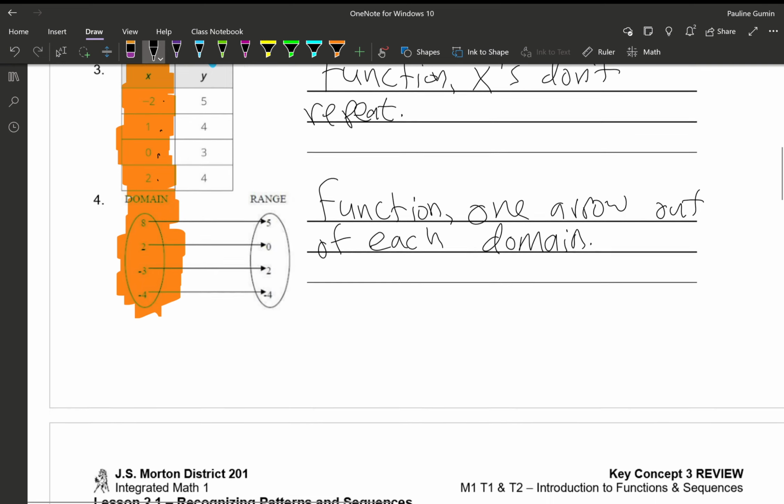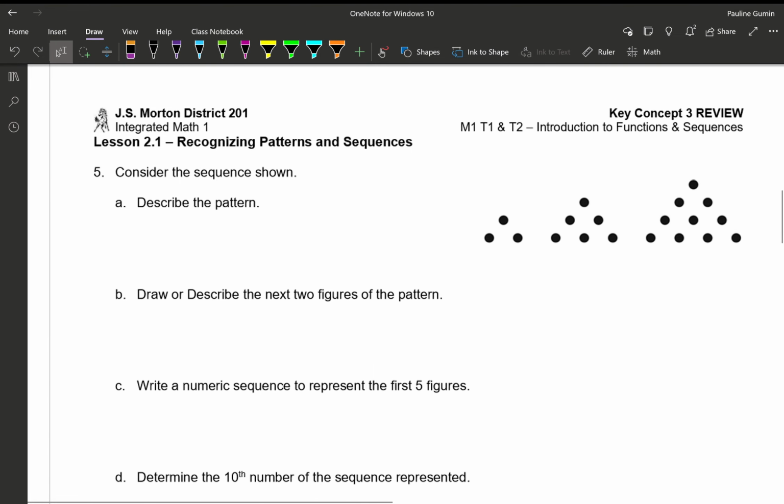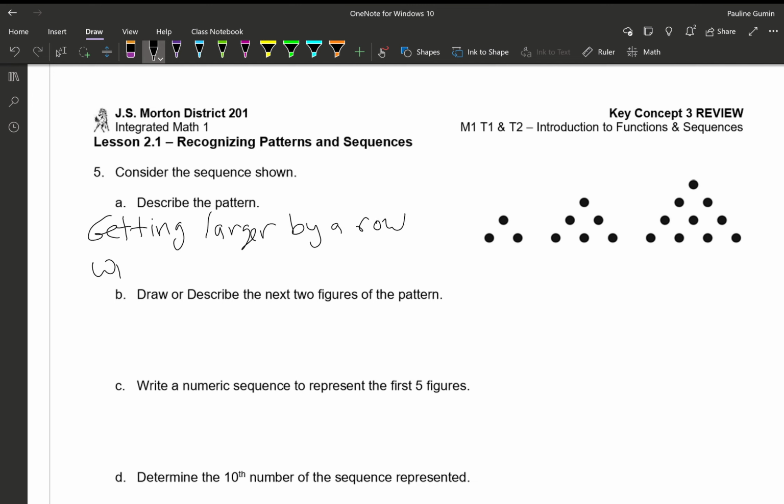Okay, onwards we go. Number 5, let's consider the sequence. Describe the pattern shown. All right, well, the pattern looks like it's getting larger by a row with one more dot. So this started off with 2 dots on the bottom, 3 dots, 4 dots. So it just keeps getting taller and taller with more dots on the bottom. So draw and describe the next 2 figures of the pattern. So if you want to draw them, you're welcome to do so.